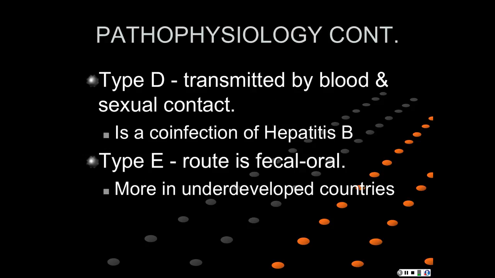Type D is transmitted by blood and sexual contact. It's usually a co-infection of hepatitis B. Type E route is fecal oral. It's more common in underdeveloped countries.